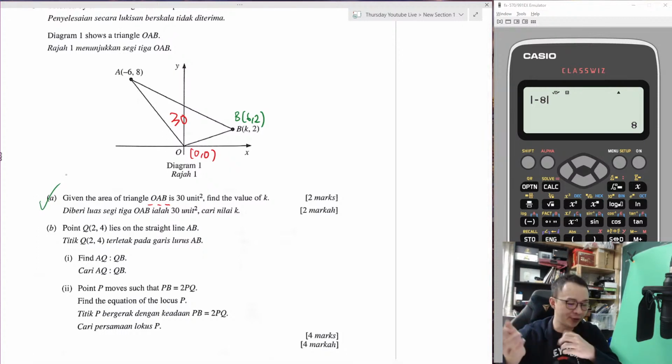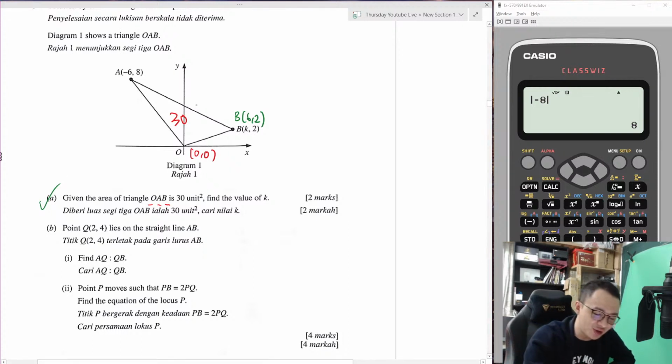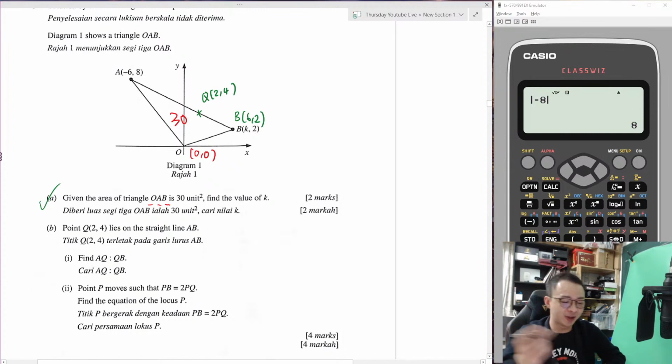The point Q is 2, 4, lie on the straight line AB. Find the AQ ratio QB. Right, so I assume Q is somewhere here based on the coordinates of 2, 4. So I assume this is my coordinate Q. 2, 4. Because 2 and 4 both are positive values, then I will not assume my Q is somewhere here. Because if the Q is over here, then the X must be negative value. So therefore cannot be here.